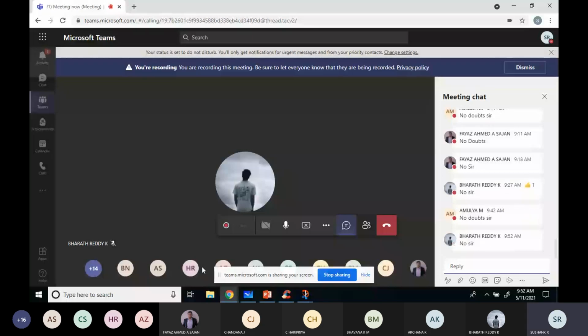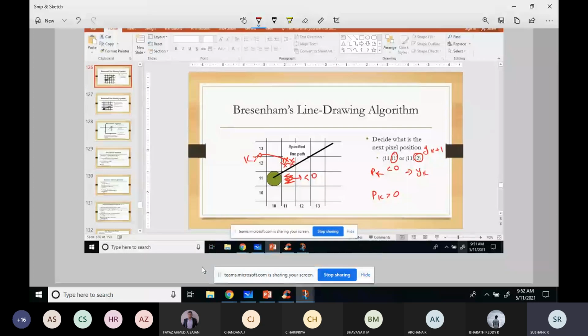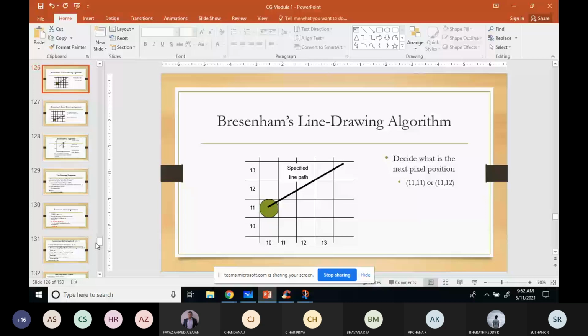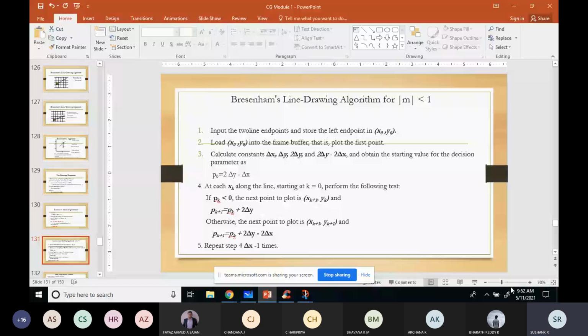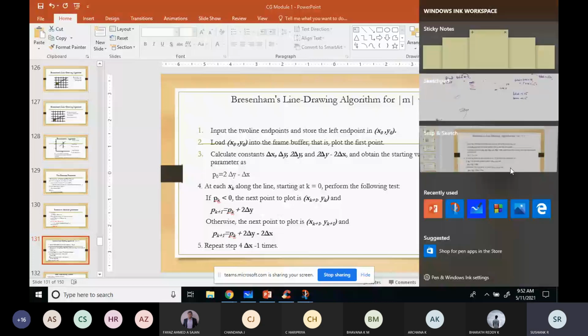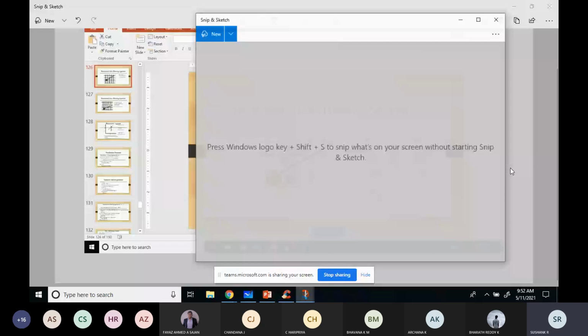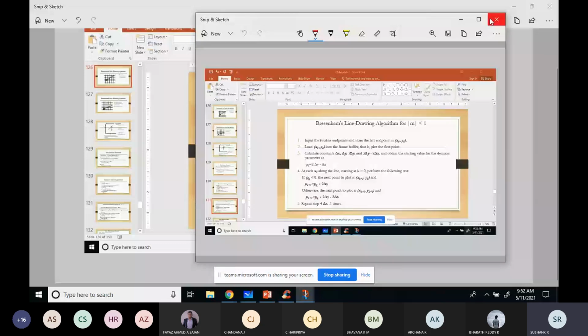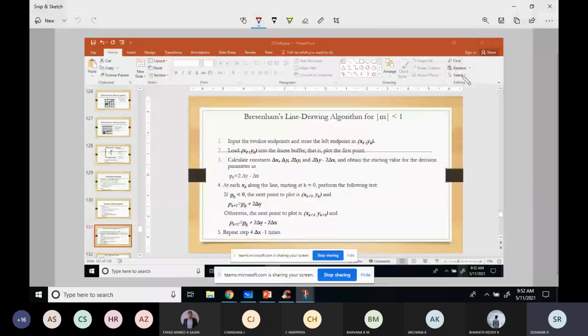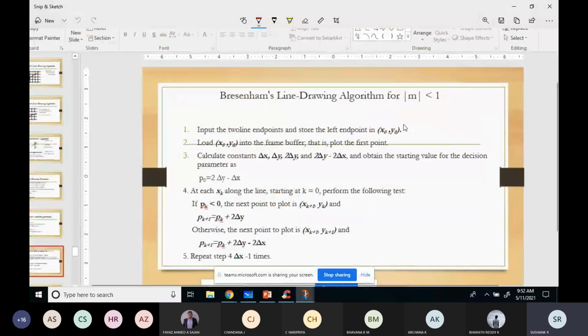Okay. Next thing is, here we have drawn with some assumptions. One second, I'll just go to that slide and give you some inputs. Okay, this should be visible. See, I'm writing it here. We are calculating for m less than 1. So this is our condition for m less than 1.